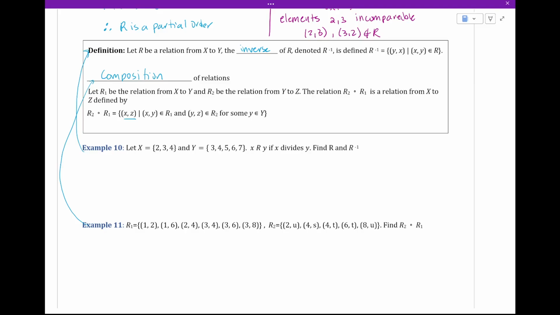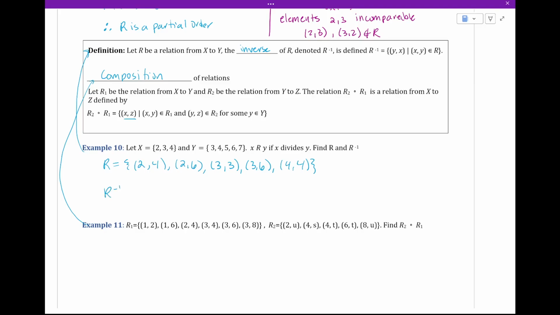So first up, example 10. Let X be {2, 3, 4} and Y be {3, 4, 5, 6, 7}. x R y if x divides y. Find R and R inverse. R is going to be, let's see, 2 divides 2, but 2 is not in the set Y, so I can't do that one. But 2 does divide 4, and 2 divides 6. 3 divides itself, which is a member of Y, and 3 divides 6. 4 divides 4, and that's all of my elements of X. So that's my relation, those 5 pairs.